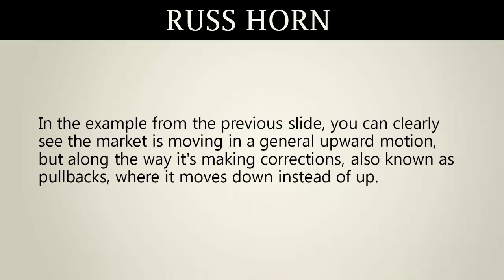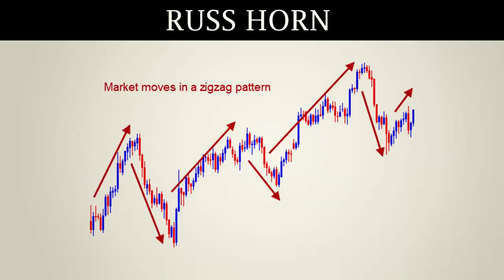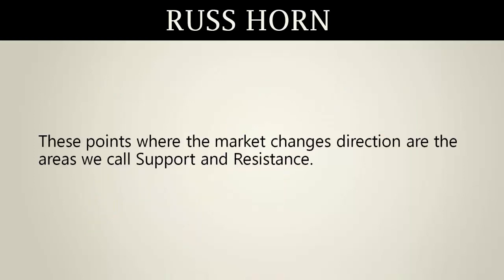In the example from the previous slide, you can clearly see the market is moving in a general upward motion, but along the way, it's making corrections, also known as pullbacks, where it moves down instead of up. This again is that slide. It's going from the lower left to the upper right, but as it's doing it, it's making moves up, but also making moves down. These points where the market changes direction are the areas we call support and resistance.